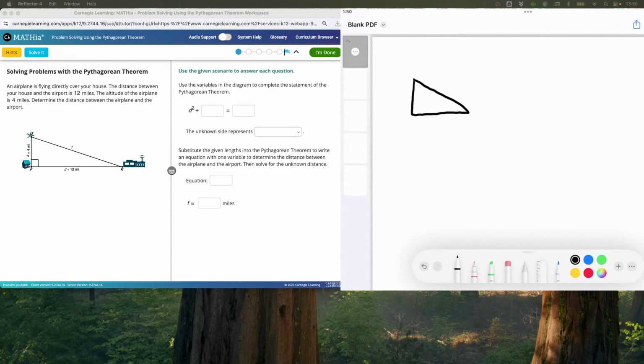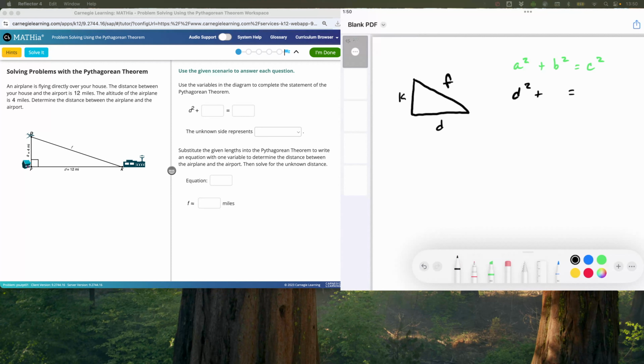And so we have this kind of weird labeled thing. Instead of A, B, and C, they used K, D, and F, which is annoying. And what we've got then is they have D squared plus something is equal to something. And so we need to remember the Pythagorean theorem is A squared plus B squared is equal to C squared.